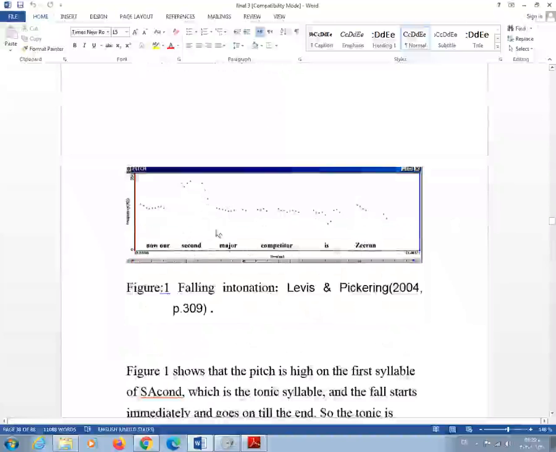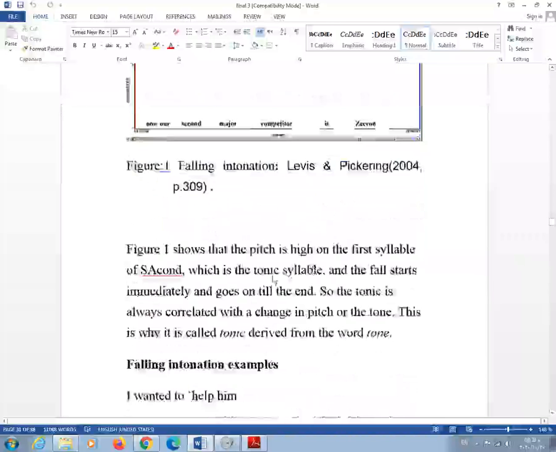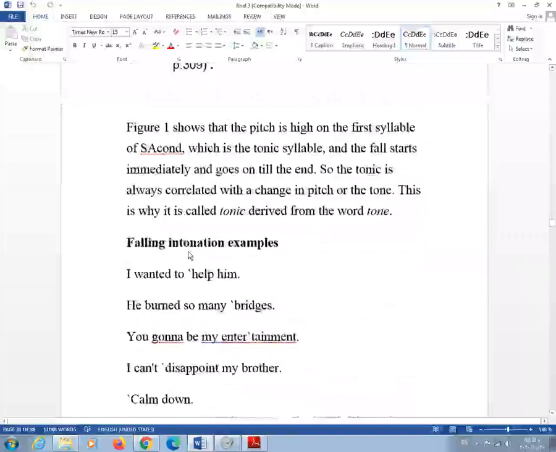Now our second major competitor is the Macron, okay. Again, now our second major competitor is Zakran. Okay. This is what we said before.